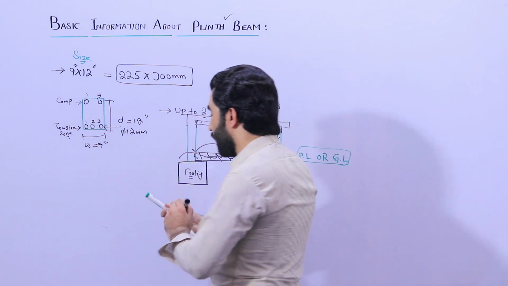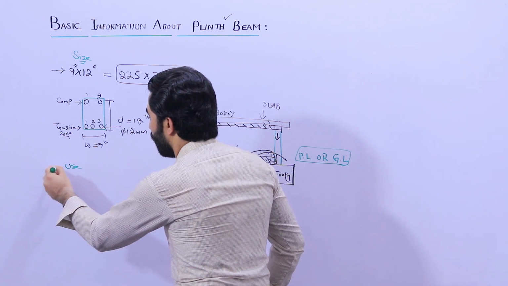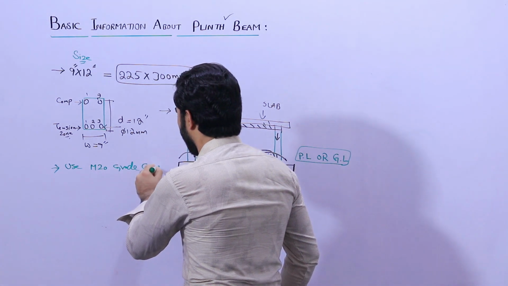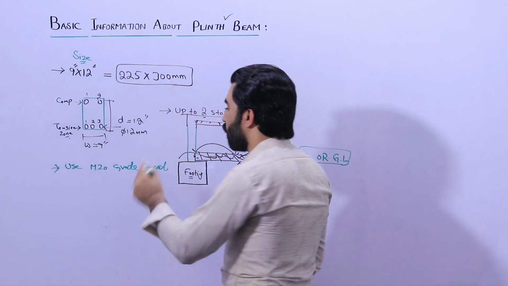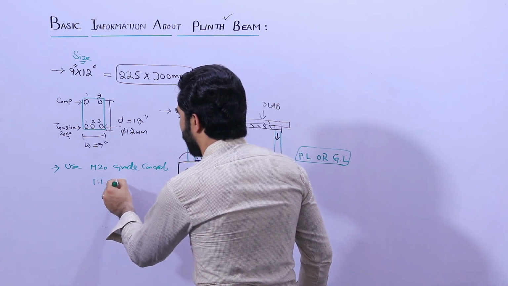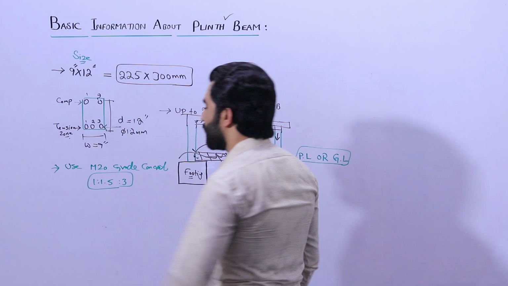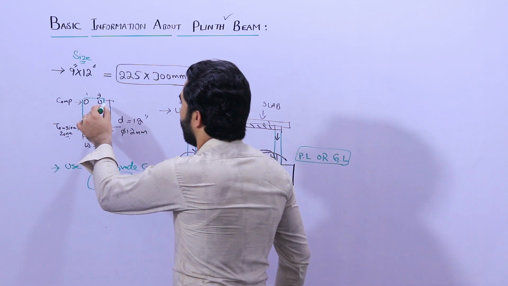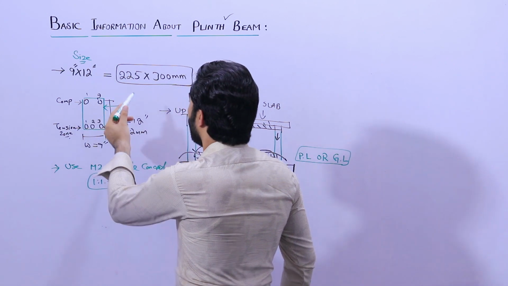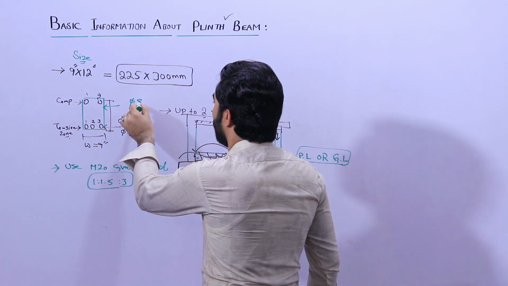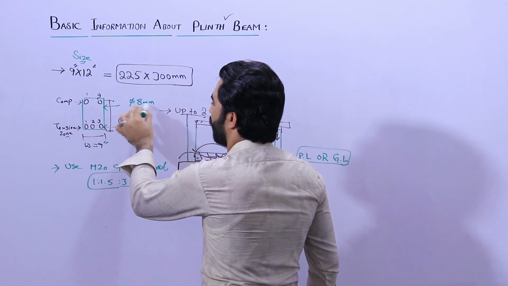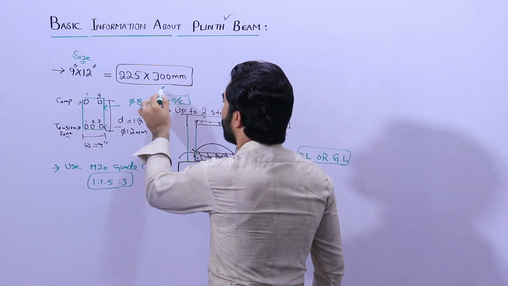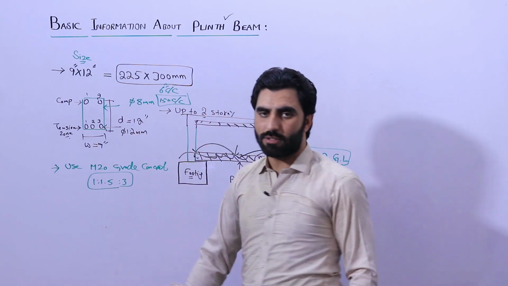Next, guys, use M20 grade concrete for plinth beam, which ratio is 1:1.5:3. 1 part cement, 1.5 parts sand, and 3 parts aggregate. And remember here, guys, we are providing also stirrups. So the stirrup dia should not be less than 8 millimeter, with the spacing of 150 mm C/C, or you can say 6 inches center to center. This is also very important.